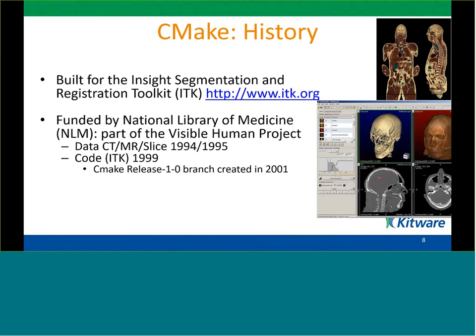So the Visible Human Project was created by the National Library of Medicine, and in '94, '95, they created a data set that they made public. It was a CT, MR, and then they actually took the bodies and froze them and sliced them and took pictures at each slice. So they created this really interesting data set where you had ground truth data on CT and MR scans.